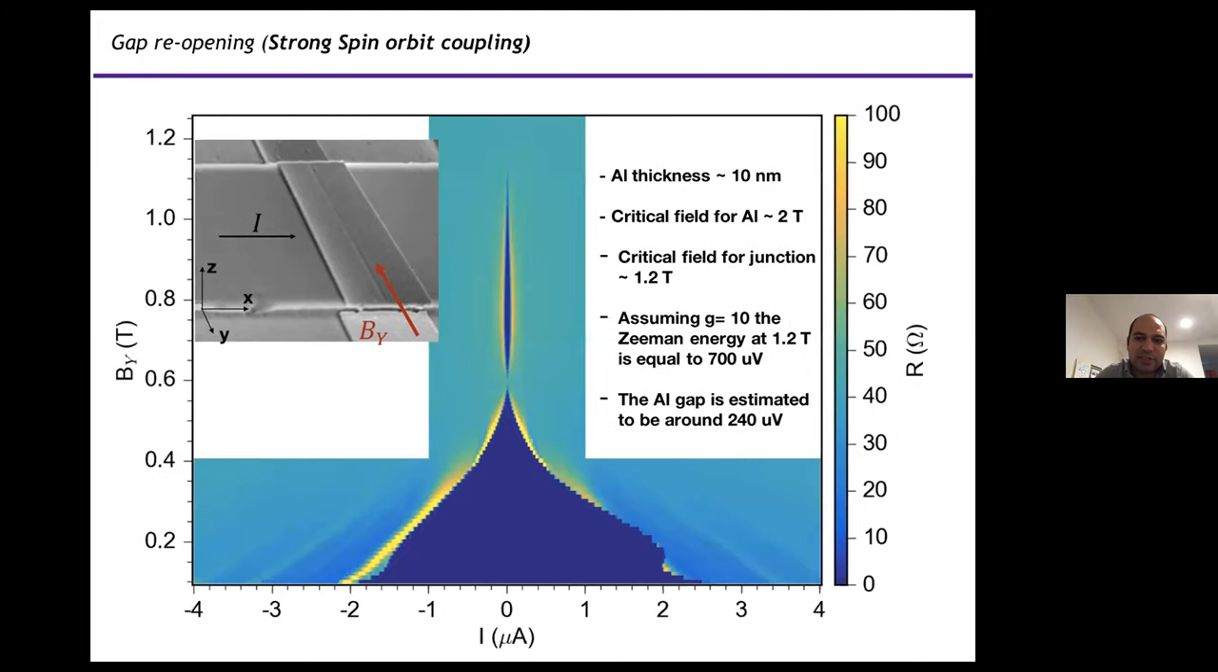If you increase the gate voltage to a positive number, in this particular one I think plus 1.5 volt, you see on the same device, where everything is the same and only the gate voltage has changed, that the supercurrent closes the gap at 0.6 Tesla, then reopens and disappears around 1.2. This is very similar to the calculations that I showed you. The field is in a small range, so it is not BFFLO. But again, this is not enough to say that we have p-wave superconductivity.